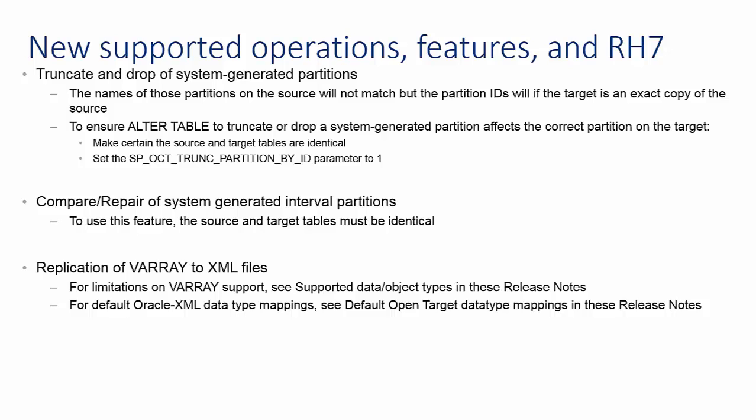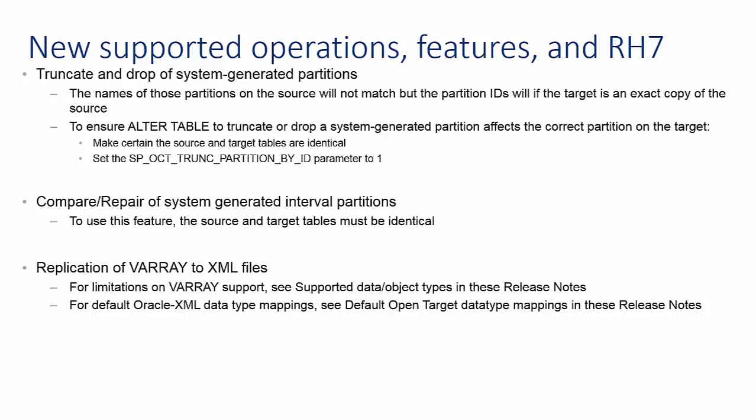Set the SPOCT_TRUNC_PARTITION_BY_ID parameter to 1. This setting directs SharePlex to identify the partition by using the partition ID rather than by using the partition name that is specified in the original alter table command. Post maps the partition ID to the correct partition name in the target table. The compare and repair commands now support comparing system-generated partitions. To use this feature, the source and target tables must be identical.